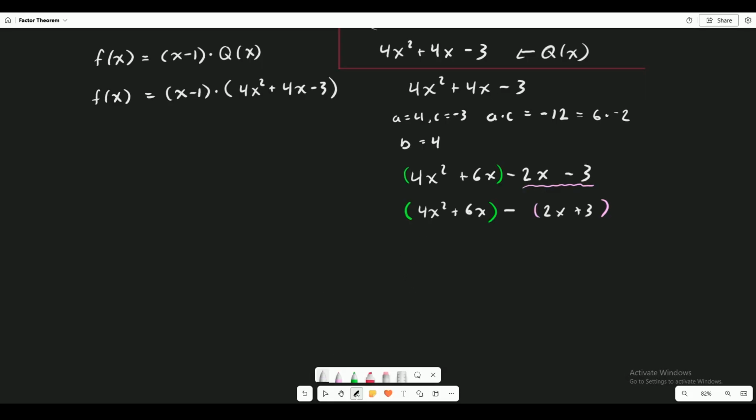All right, looking at the terms I have inside the green, I can see that they share a 2x. Just like that. And on the inside, I get 2x plus 3 minus, hey, look at that, 2x plus 3.